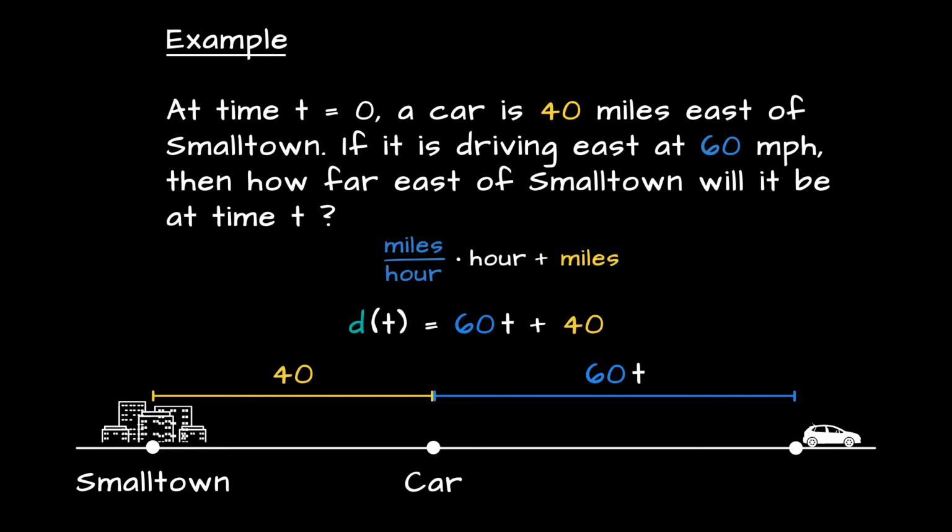Finally, notice how the units of this problem function exactly as we would expect. The number 60 has units miles per hour, and the variable t has units of hours. And when we multiply them together, the hours cancel out, leaving us with just miles. And that miles plus the 40 miles still leaves us with units of miles, which of course makes sense because this function is intended to represent distance.